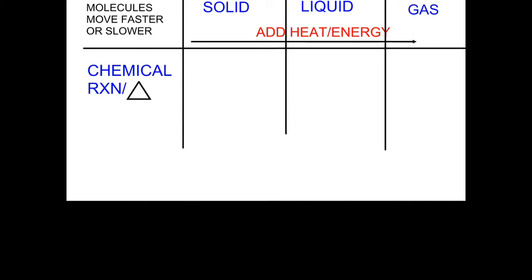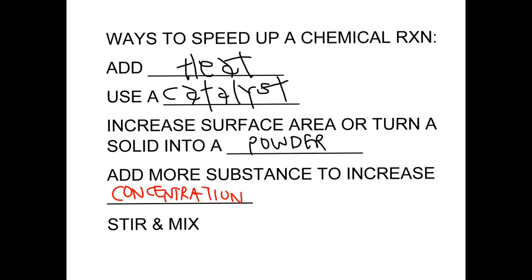Now let's talk a little bit about chemical reactions and chemical changes, meaning the same thing. In these 4 boxes, I'm going to kind of zoom in, and you can see in your video guide where you need to write certain things. So here under chemical reactions, we're going to talk about how to speed up a chemical reaction. To speed up a chemical reaction, you can add heat, use a catalyst, which lowers the activation energy for a reaction to start. You can increase the surface area or turn the solid into a powder.